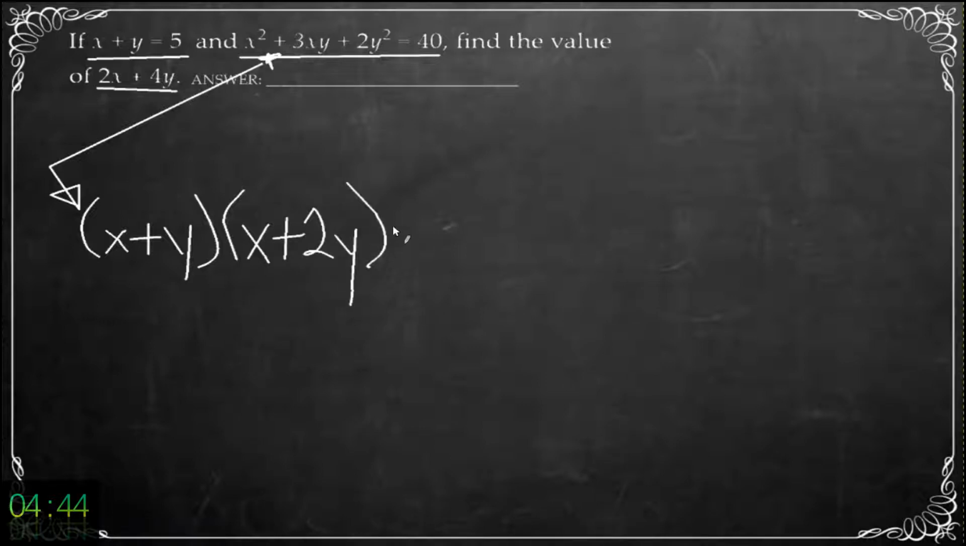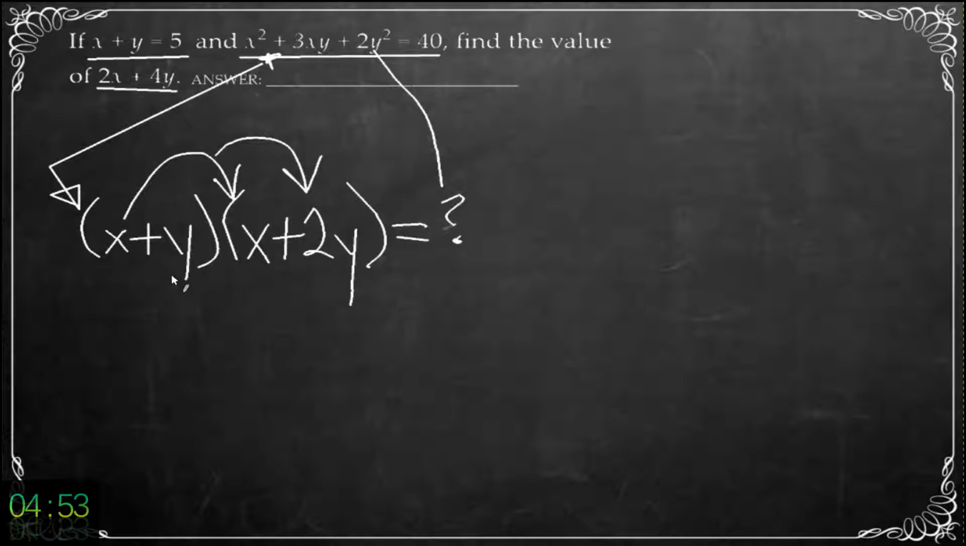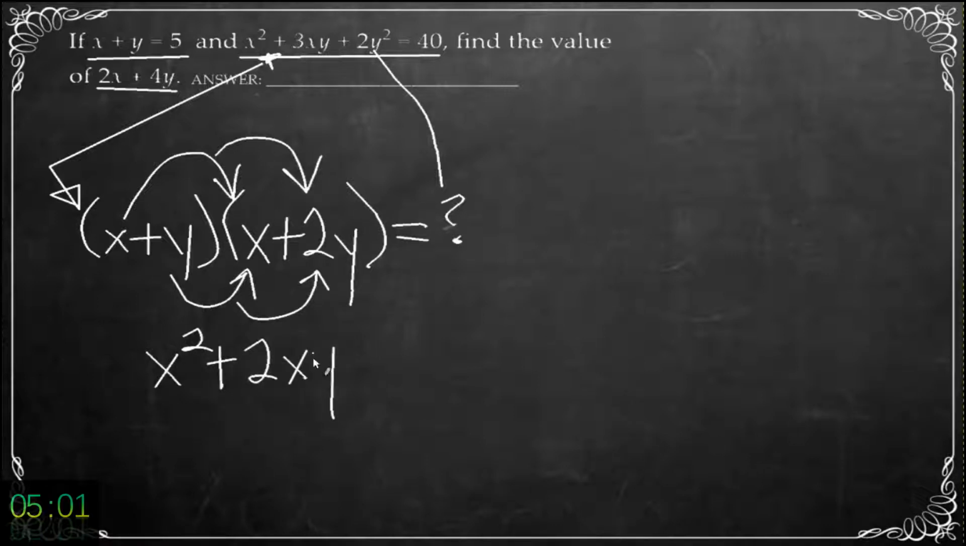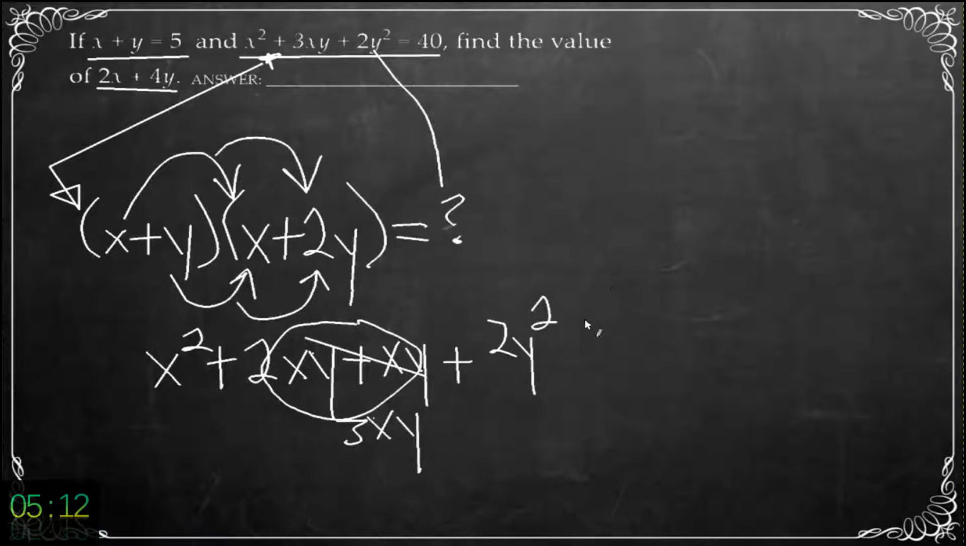Now let's find out whether or not this is actually equal to our original quadratic. So we'll do first terms, followed by outside terms, followed by inside terms, and finally last terms to get x squared plus 2xy plus xy plus 2y squared. That does look to be the same once we simplify that 2xy plus xy. So let's go ahead and realize that this factored form is equal to 40.